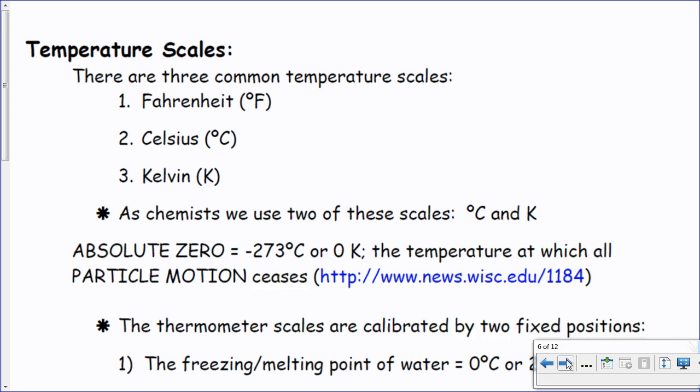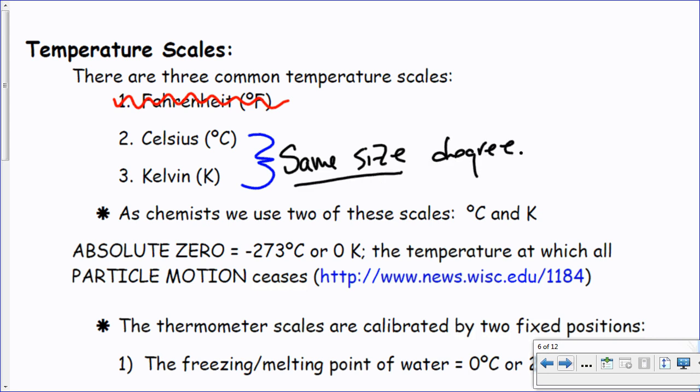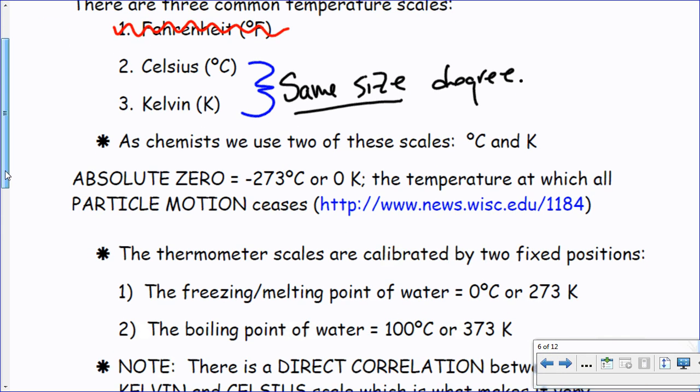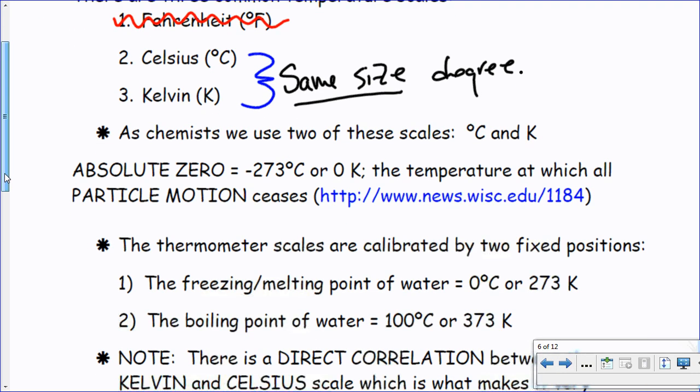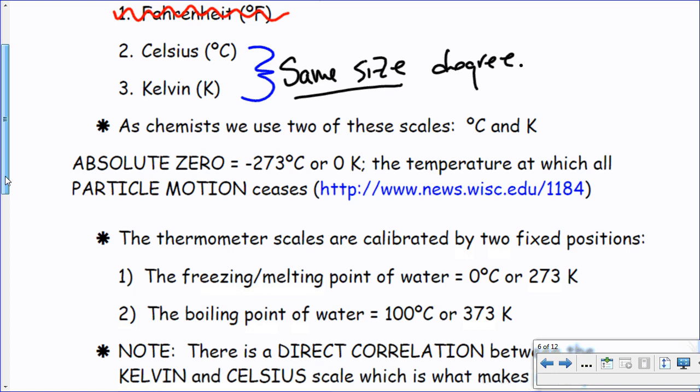There are 3 common temperature scales. Fahrenheit. We do not use this in chemistry class. We use Celsius and Kelvin exclusively. Celsius and Kelvin degrees are the same size. They're the same size degree, but they start at different spots. Okay? We use these 2 scales. Kelvin starts at what we call absolute zero, where no particles are moving, whereas Celsius starts at 0 Celsius, where ice is frozen.